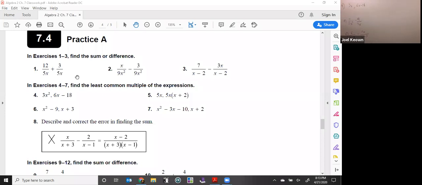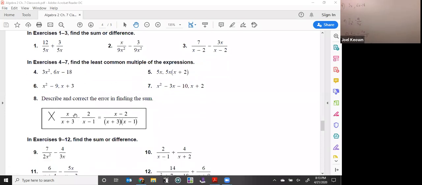So for 4 through 7, they're not asking for common multiples. We'll get to that in a second. But when I change a fraction, let's say I have 1/3 and 1/4, well, I want to change them to the denominators of 12. So for instance, for 1/3, I would have to multiply top and bottom by 4.